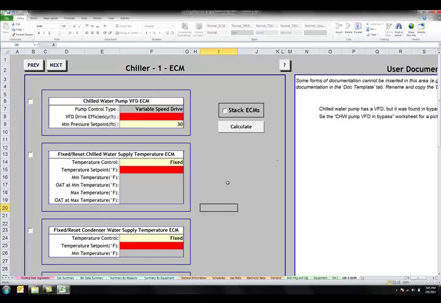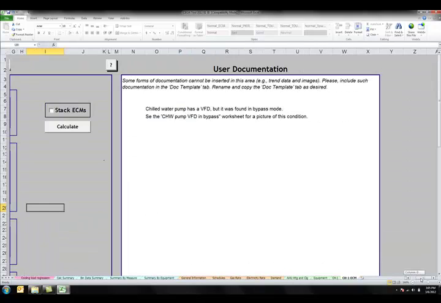First, let's look at the chilled water pump VFD measure. This relates to adding a VFD to an existing pump or restoring operation of an existing VFD. First, you want to document the baseline condition in the user documentation section, shown to the right. It shows that the chilled water pump has a VFD, but it was found in bypass mode. And see the chilled water pump VFD and bypass worksheet for a picture of this condition.